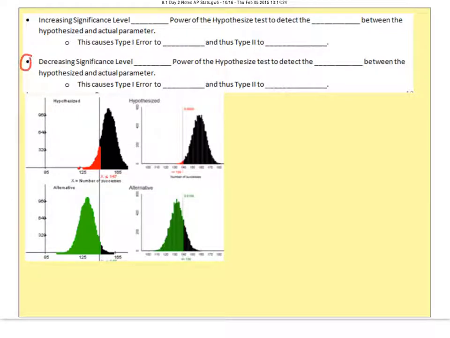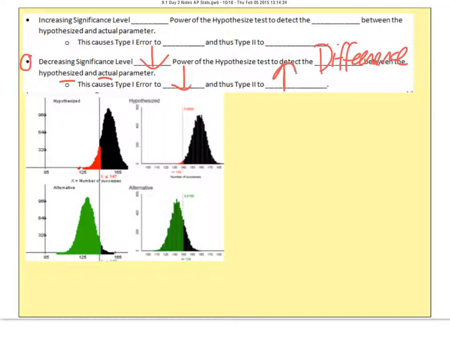And I'm going to start with this one because we just did it. Decreasing the significance level is going to decrease the power of the hypothesis test to detect the difference in the hypothesized and the actual parameter. What that's going to do is it's going to cause the type 1 error to go down, and thus the type 2 error will go up.